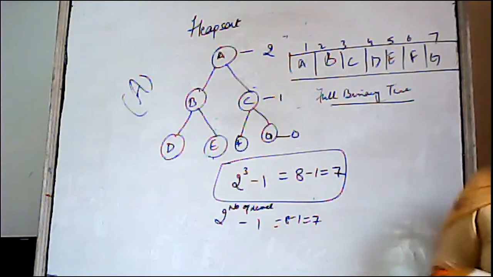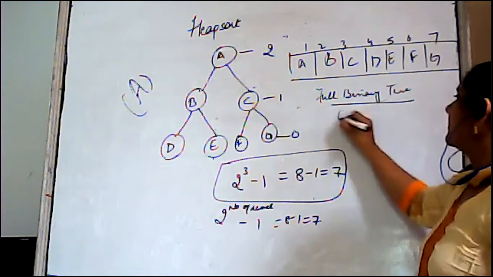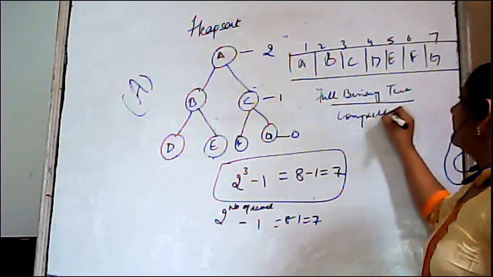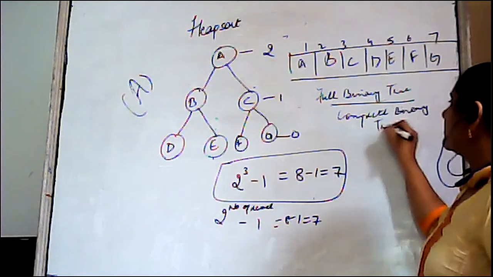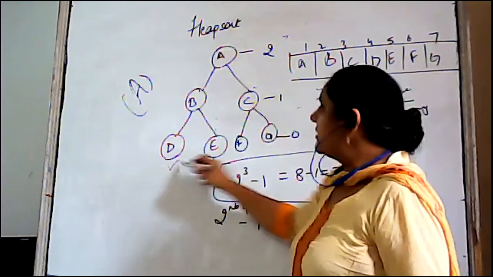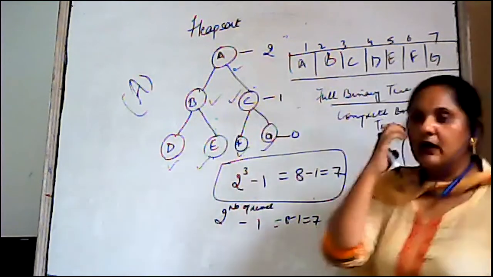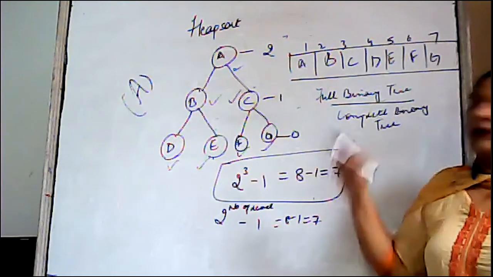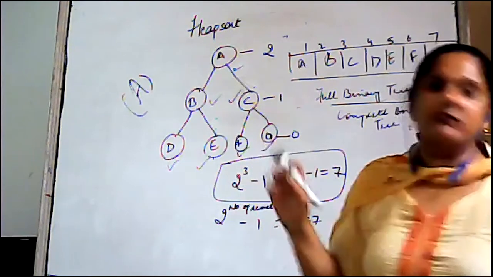Sometimes we say a full binary tree is also a complete binary tree. In some cases, we say a full binary tree is also a complete binary tree, because in this, each node has at most 2 children. So a full binary tree is also a complete binary tree.